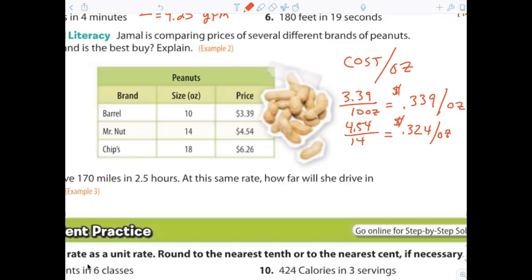And now, I've got the next brand, 6.26 for 18. Carter.